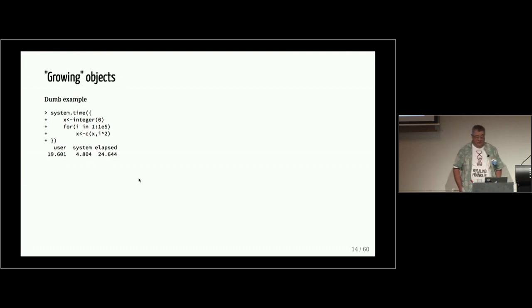Here we've got an object that we're going to keep making bigger. So we start off with a 0-length vector, and we go around a loop 100,000 times. Each time we add something extra to the end of the vector. And it takes 20 seconds. Also, in particular, it takes a lot of system time. That's often an indication that you're doing a lot of memory allocation, so that you're spending a lot of time allocating and recycling memory.